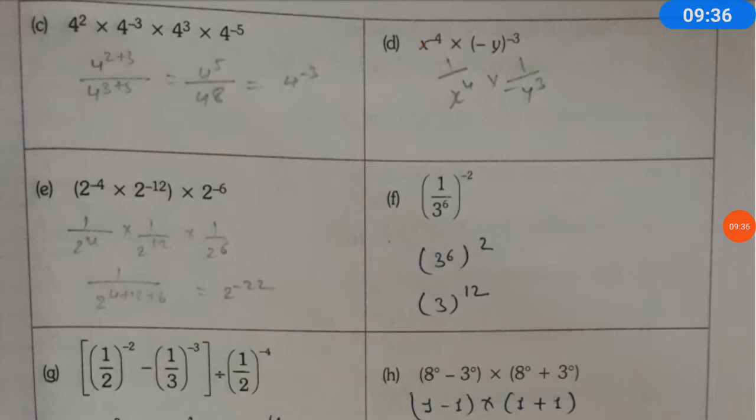Moving toward the next question, we are having 1 upon 3 to the power 6 whole to the power minus 2. To change minus 2 to positive, we will use the inverse law of exponents. So it will become 3 to the power 6 whole to the power 2.